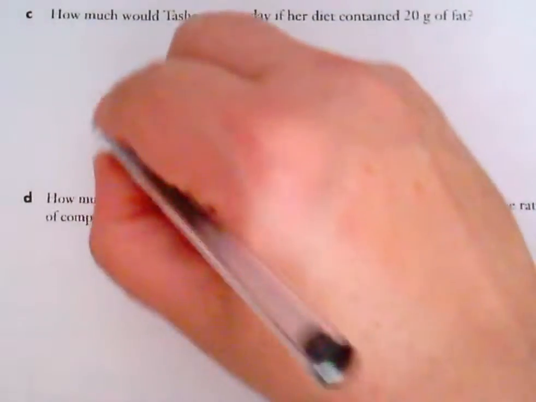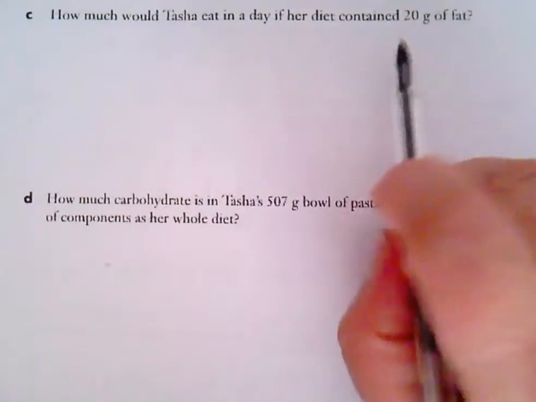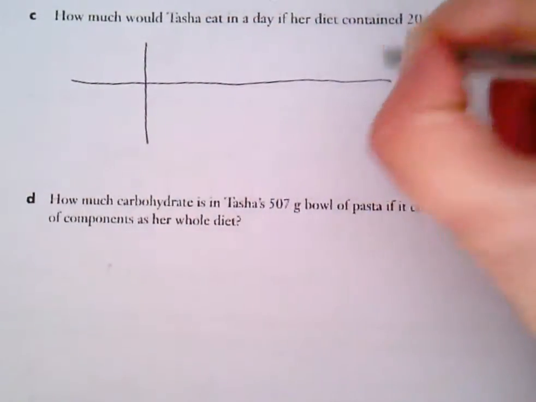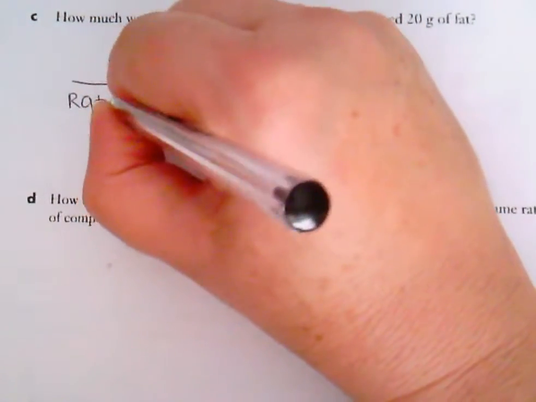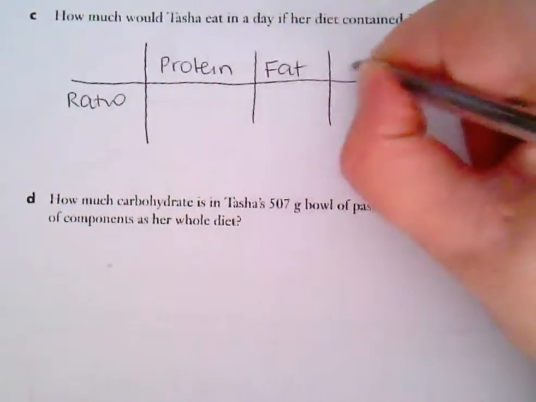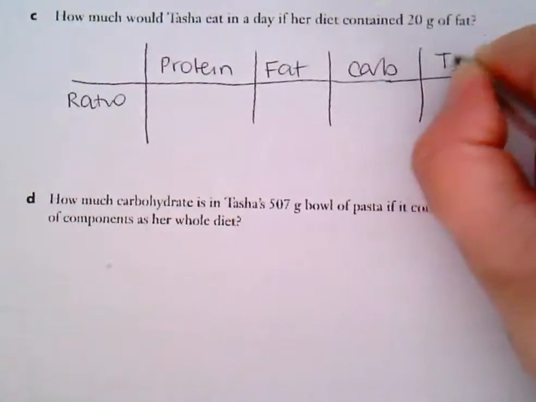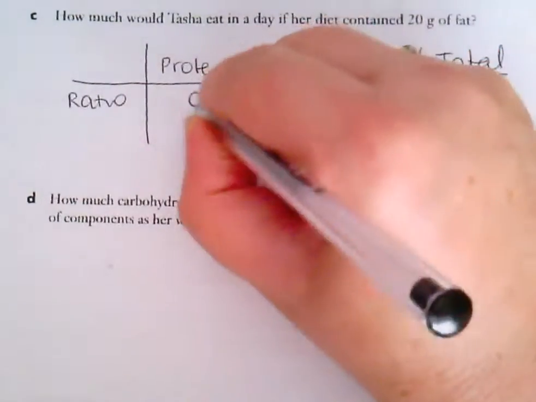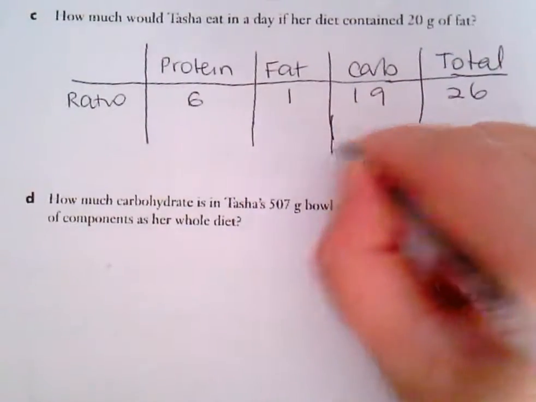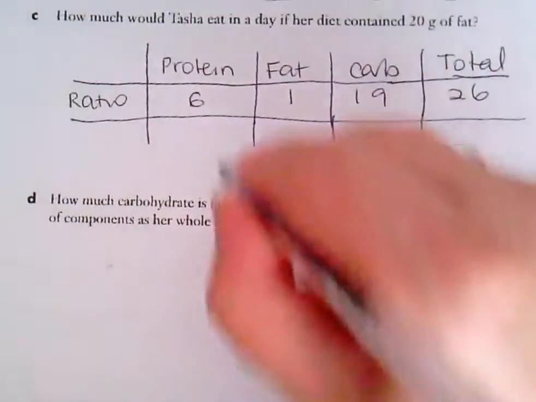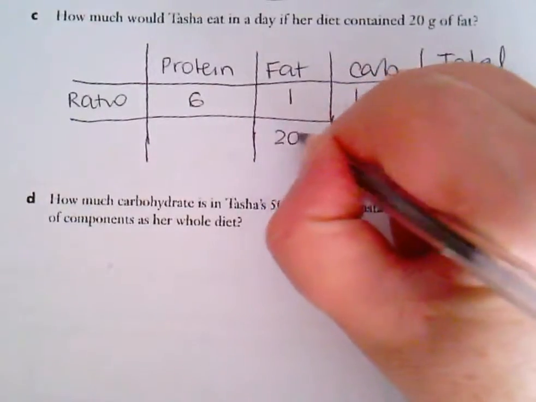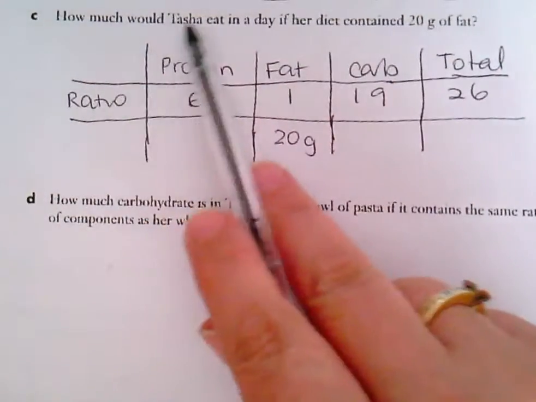The next question is, how much would Tasha eat in a day if her diet contained 20 grams of fat? So we're going to write our ratios out again: protein, fat, carb, and our total. We know that the ratio is 6 is to 1 is to 19, and the total is 26. I know we're writing this out over and over again. But if she's got 20 grams of fat, we'll put the 20 grams under here. And how much would she eat in one day?